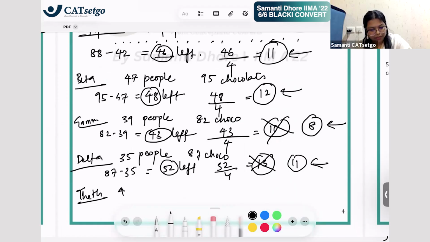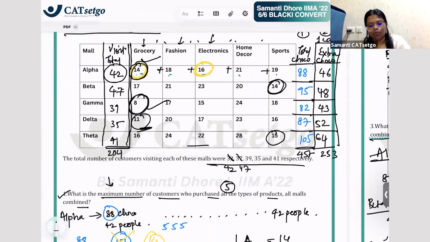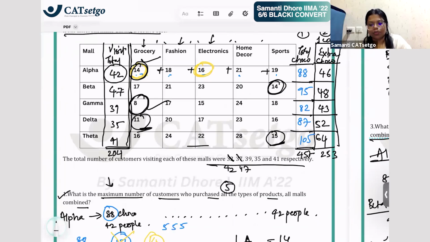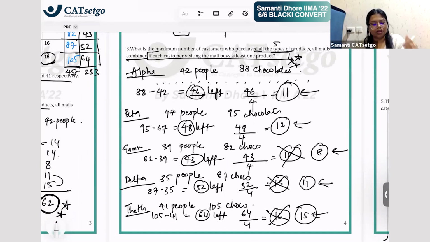Eta is 41 people, 105 chocolates. So again, 105 among 41 people each, that is 64 left out. Of 64 again you divide 4 for each, you get 16. Is 16 possible? Do we have 16 chocolates of each type? No, sports, we have only 15. So I'll have to give only 15. So what's the maximum number possible? My total answer is 11 plus 12 plus 8 plus 11 plus 15.